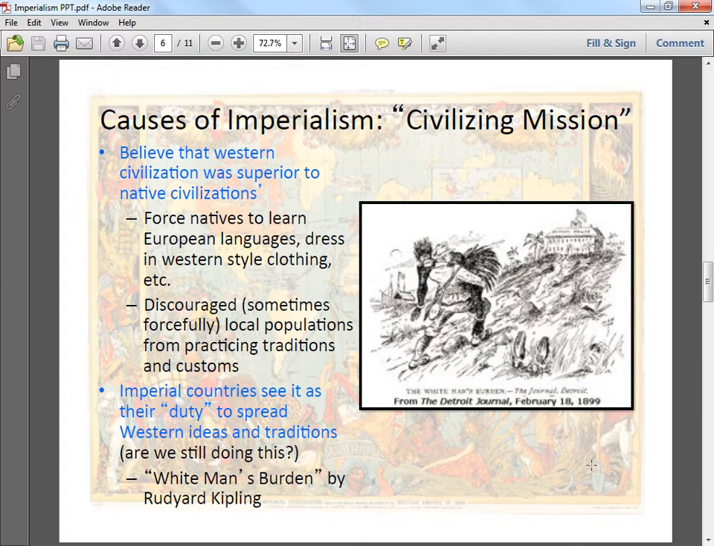And finally, imperial countries see it as their duty to spread Western ideas and traditions. This is best seen in the book White Man's Burden by Rudyard Kipling, which you will probably read in U.S. history, probably one, maybe two as well.